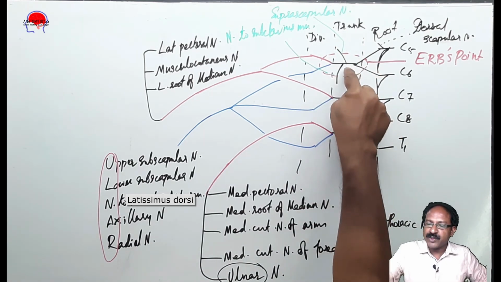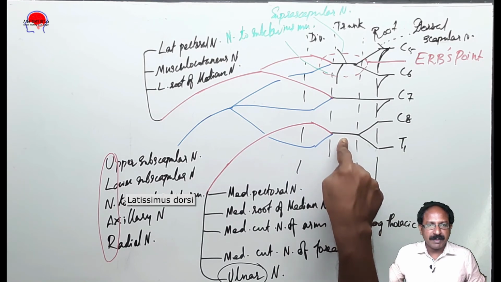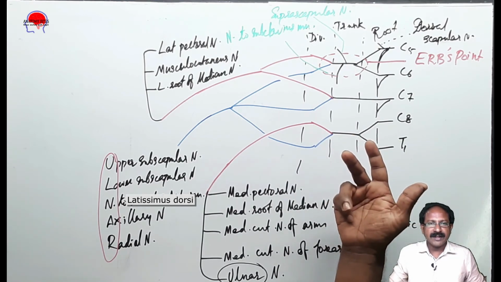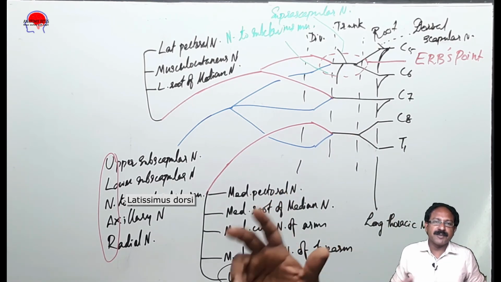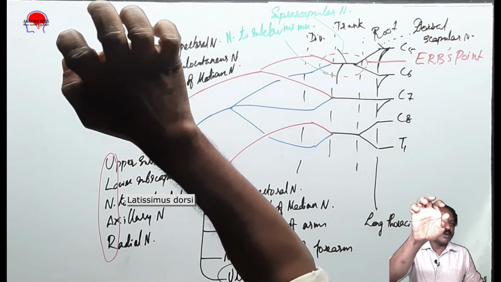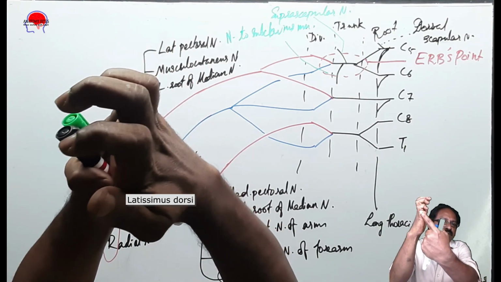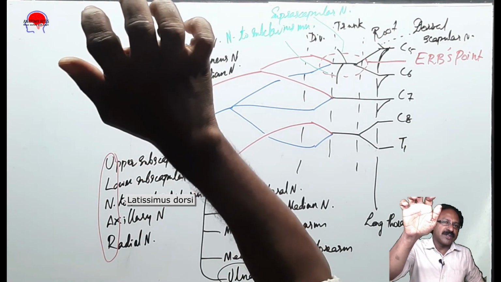If there is any injury to the Erb's point, it will result in Erb's palsy, which is characterized by adducted arm, extended elbow, pronated forearm and flexed wrist. Similarly, there can be injury to the inferior trunk of the brachial plexus, resulting in Klumpke's paralysis. Klumpke's paralysis results in complete claw hand. So this is a complete claw hand. You can see the hyperextended metacarpophalangeal joint and flexed fingers.